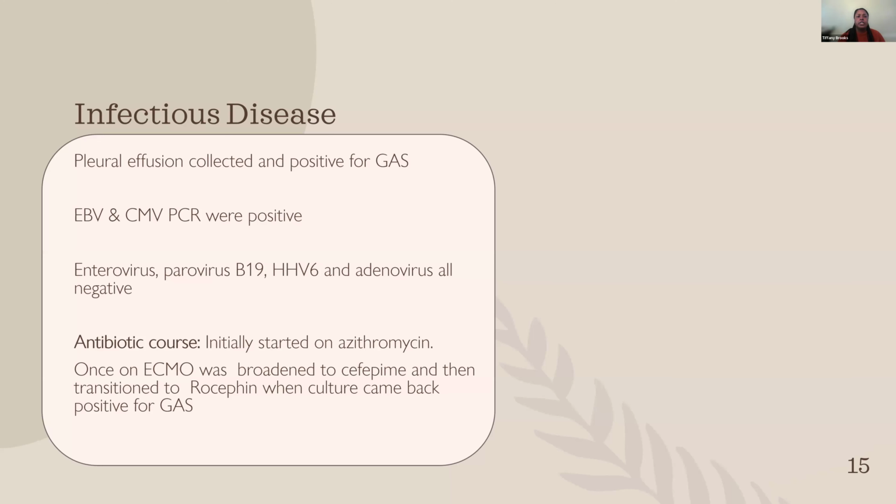So in regards to infection, her pleural effusion did grow group A strep. EBV and CMV were also positive. Enterovirus, HSV6, and adeno were all negative. In terms of her antibiotic course, she initially received vancomycin in the ED and then was started on azithromycin. All of the blood cultures that we obtained were pre-treated. And then once she was placed on ECMO, she was brought into cefepime before being transitioned back to Rocephin.